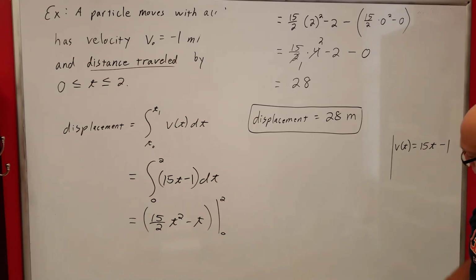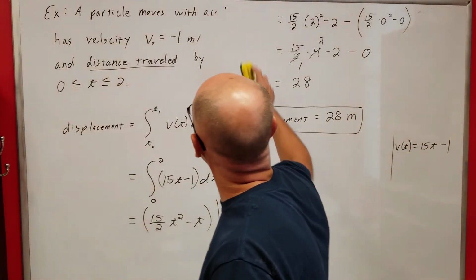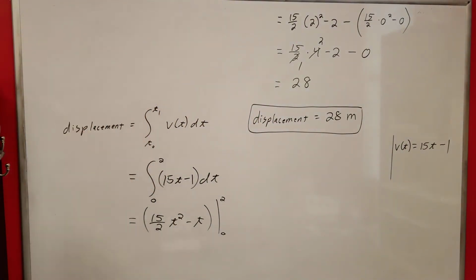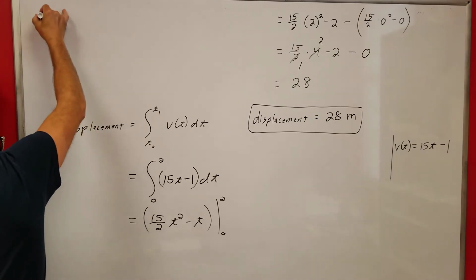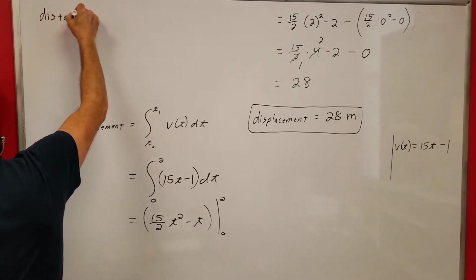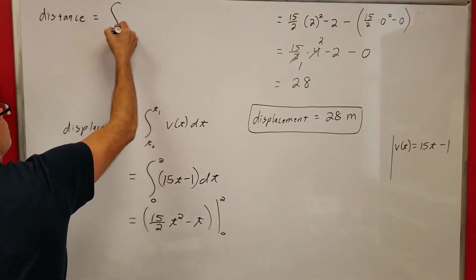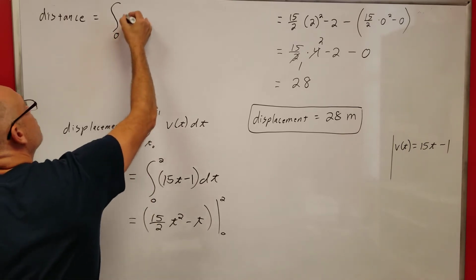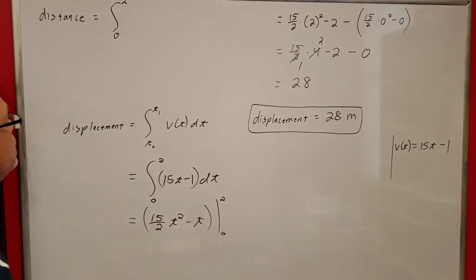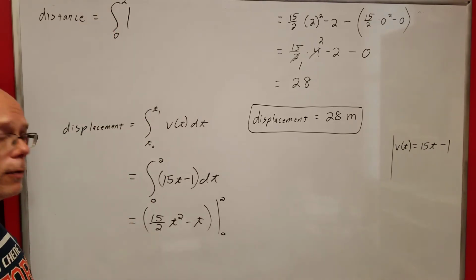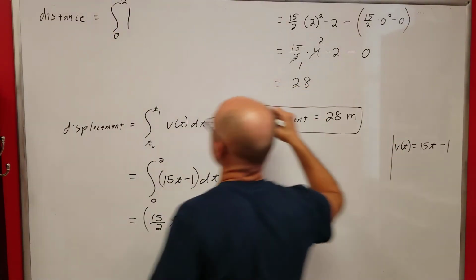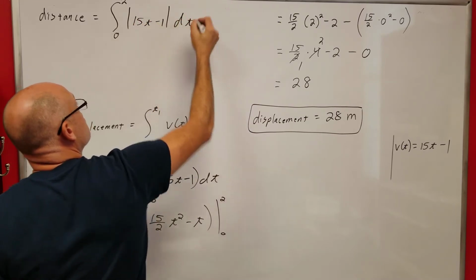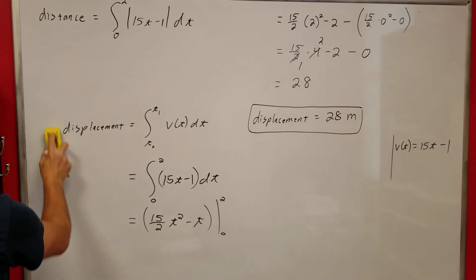But what else did it want me to find here? It wanted me to find my distance traveled, right? Okay, so the distance traveled by my particle is going to be the integral from t subscript 0 to t subscript 1, which was from 0 to 2, of the absolute value of my velocity function. My velocity function is this, 15t minus 1. So let's integrate this part now, okay?